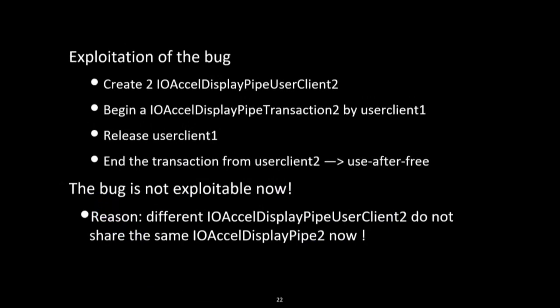So here are the steps to exploit this bug. Firstly, we create two pipe user clients. Then we add a transaction for the first user client. And then we release the user client. After that, we end the transaction from the second user client. It will trigger the use-after-free. But this bug is fixed because now the pipe user clients don't share the same pipe.